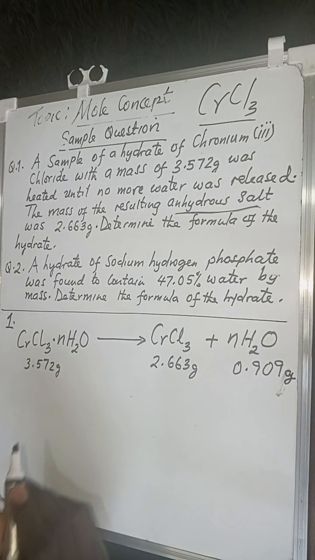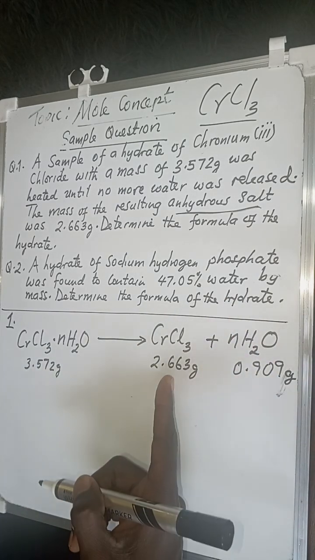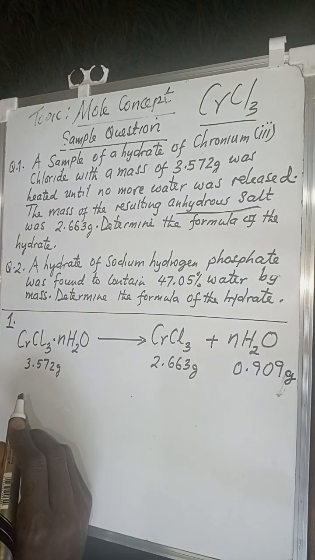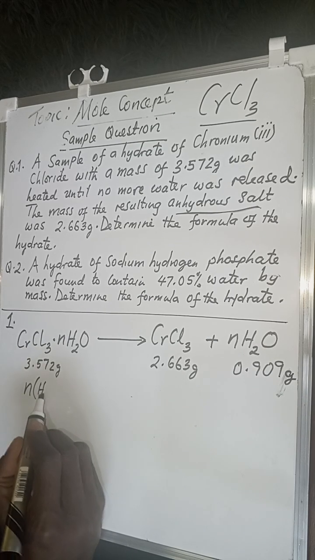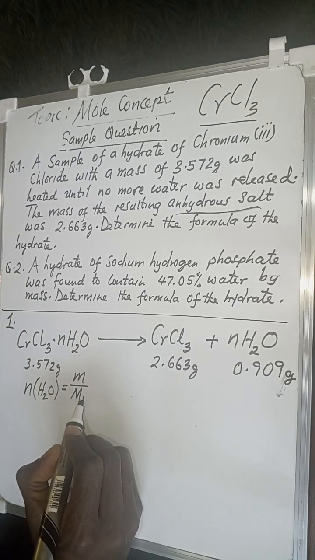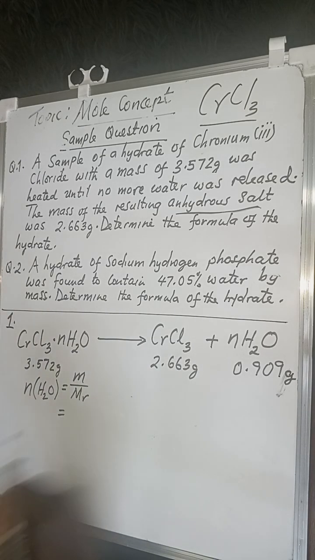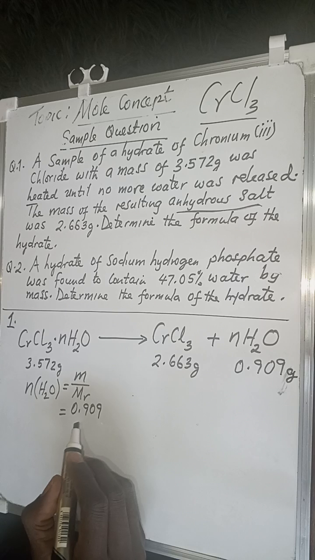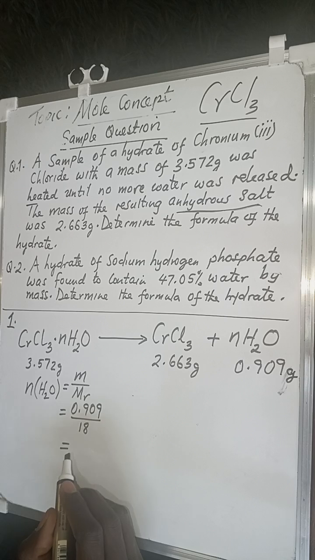So what's the next thing that we are going to do? Well, we need to first of all find the number of moles in that mass of water and the number of moles in this mass of the chromium 3 chloride. So I'm going to start and say the number of moles in the H2O will be equal to, remember, number of moles is equal to mass over Mr. Of course, the Mr of water is actually 18. So you take the mass, 0.909, and divide by the Mr of water, which is 18. So what will that give us?